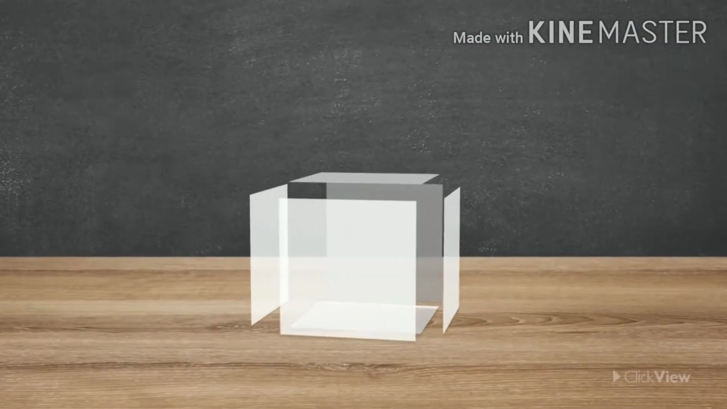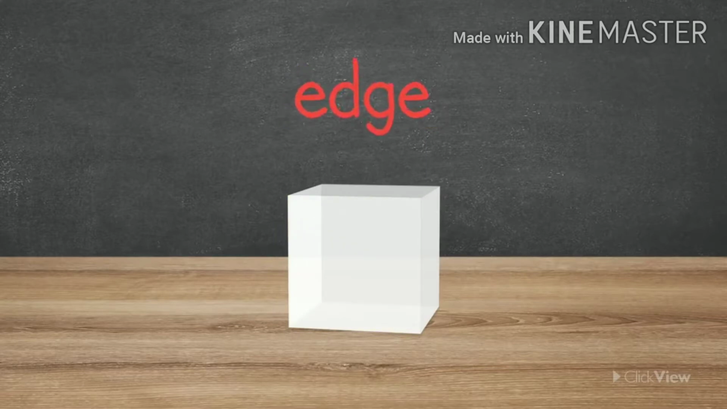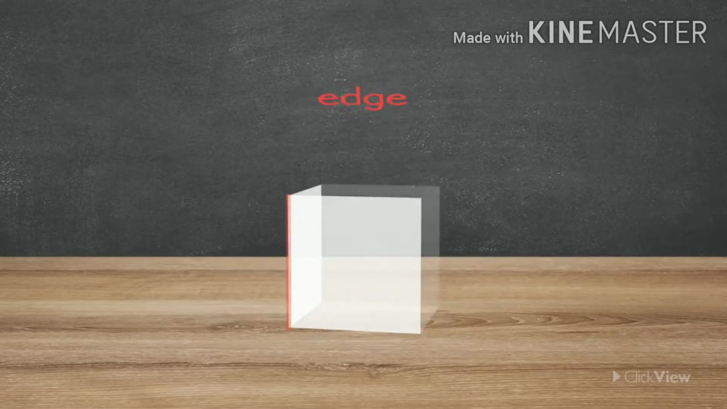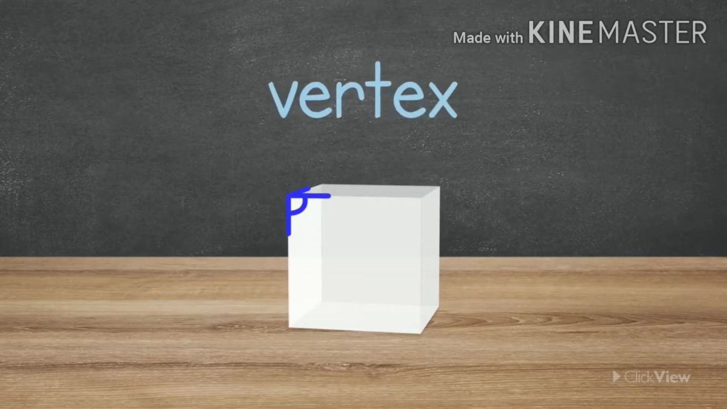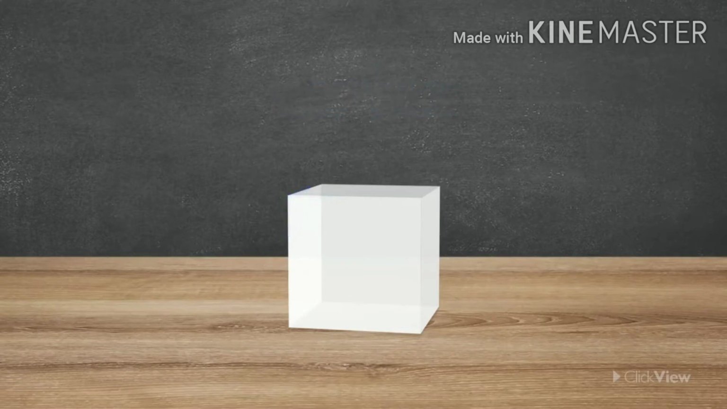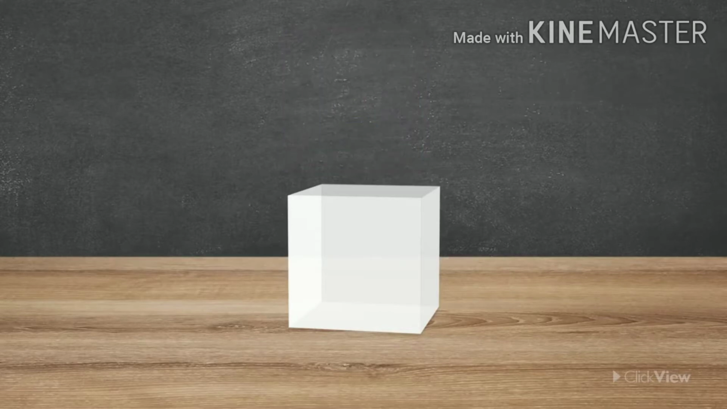The flat surfaces of a shape are called faces. No, not that type of face. The edge of a 3D shape is the line where two of its surfaces meet. And the corner is where two or more edges meet. A corner can also be called a vertex. The faces of 3D shapes often contain 2D shapes that you may already know. Maybe you can recognize some of these 2D shapes as we go through a few examples.